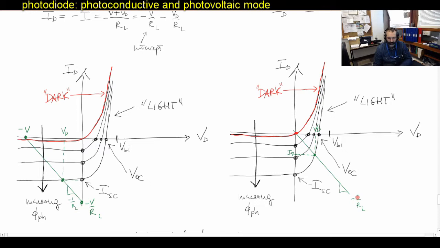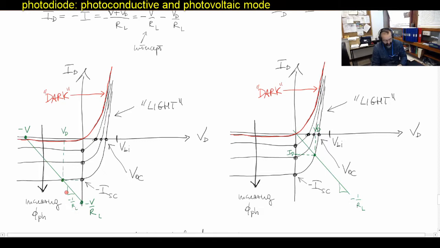So we can clearly see what I was saying today: in photoconductive mode, we are working in this quadrant of the ID-VD characteristic of the photodiode, while in the photovoltaic mode, we are operating in this quadrant. For the photovoltaic mode, as you can see, for a given RL, as we change the photon flux, the intersection between the load line and the ID-VD characteristic of this nonlinear device identifies the operating points. Remember, this intersection represents the final operating point of the nonlinear device in that circuit.